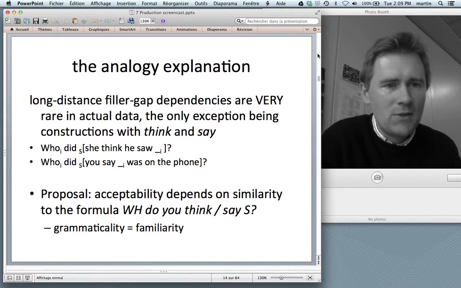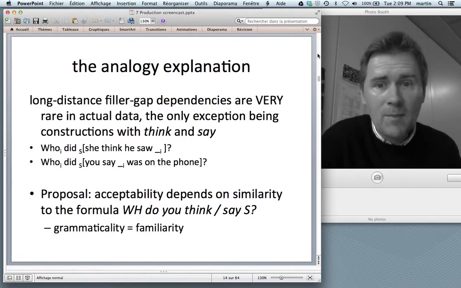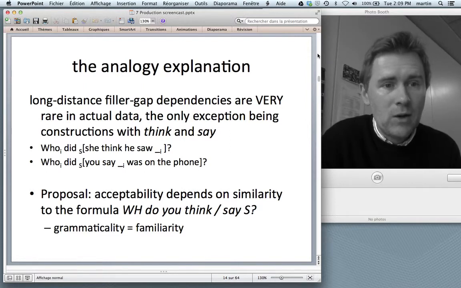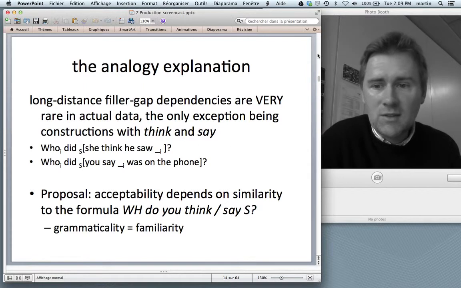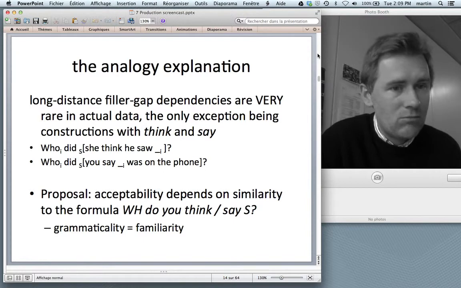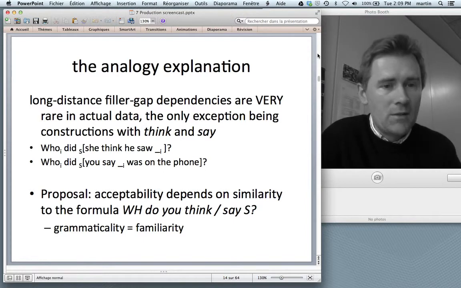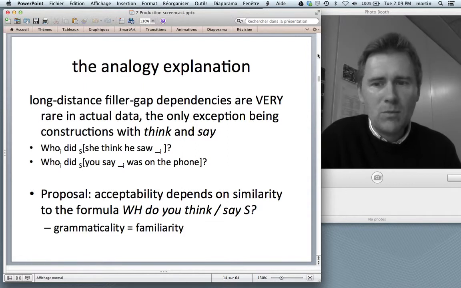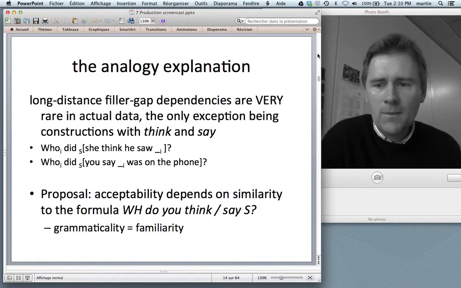Now, the analogy explanation starts from the observation that long-distance filler gap dependencies are very, very rare in actual data. Few people outside linguistics departments ever produce them, the only exception being constructions with think and say. So things like who did you think he saw, or who did you say was on the phone. That's stuff that occurs quite frequently. But everything else, like who did you mutter was terrible to talk to, that kind of stuff, that's just way out.